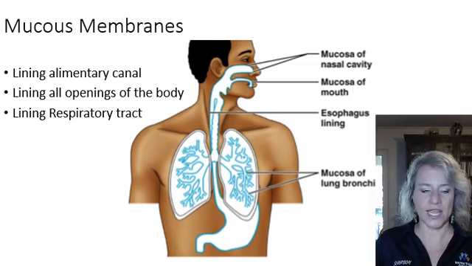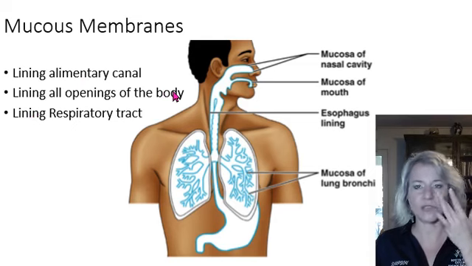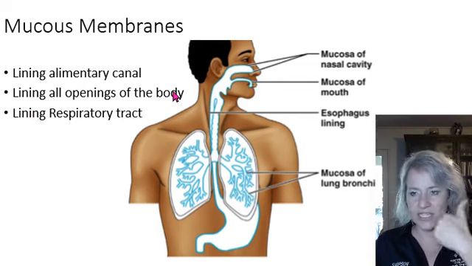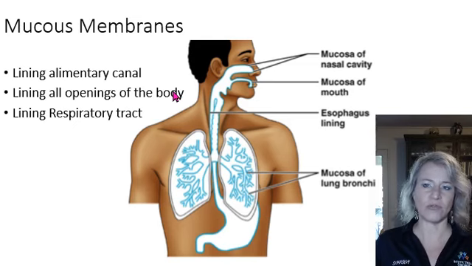And the mucous membranes are going to be where you have all openings to the body, lining all openings of the body. So there's a mucous membrane lining your nasal cavity, lining your oral cavity, your buccal cavity, inside lining the cheeks. You have mucous membrane everywhere that you would have an opening to the body. And this is again for protection. It's also lining the alimentary canal.